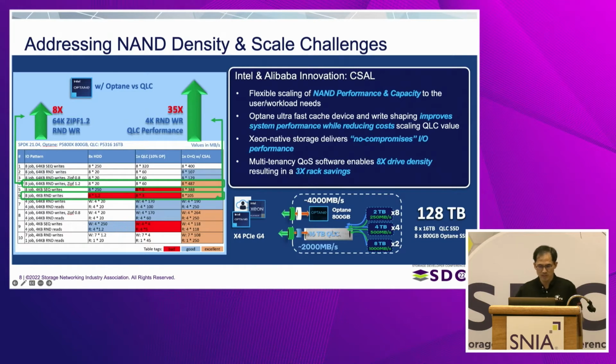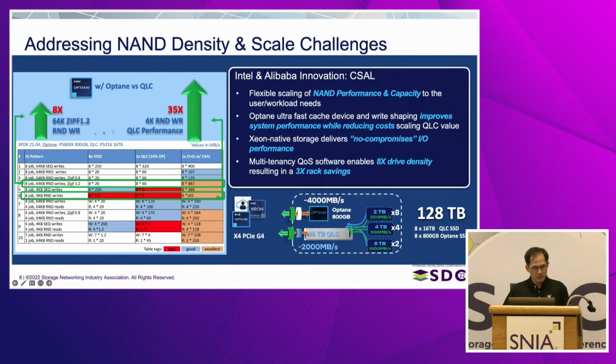So this is one example of a configuration. In CSAL, we can use an 800 gigabyte Optane disk working with a 16 terabyte QLC to form a virtual disk provided to the server. And then one server can have eight sets of this configuration, which totally provides 128 terabytes of storage.